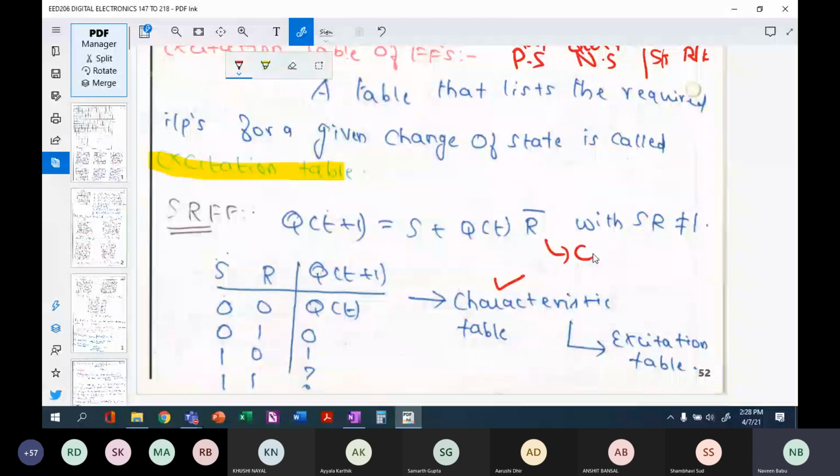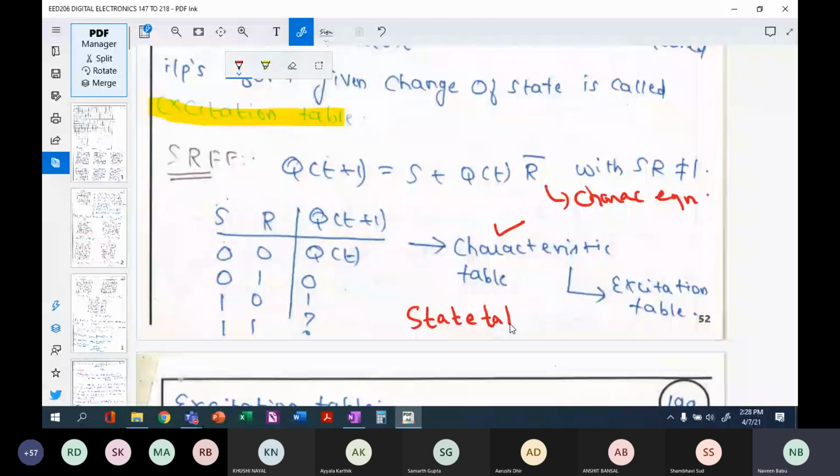Now we studied another table which is called a state table. Am I right? State table. In fact, this characteristic equation is got from the state table, and the state table is got from the characteristic table, right? So this is a loop. Now, how do we get this excitation table? We get this excitation table from the characteristic table, or in other words, we get this characteristic table from the state table. Okay, I'll tell you how to create this excitation table.